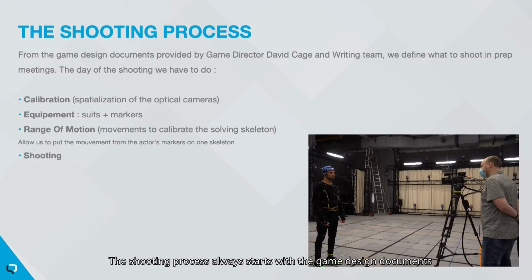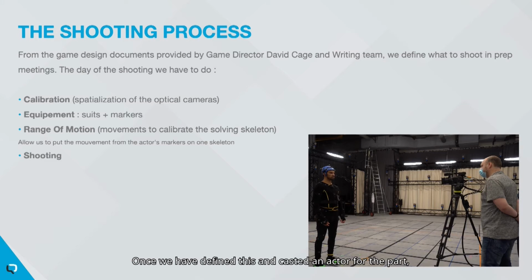The shooting process always starts with the game design documents provided by the game director and his writing team. It defines every kind of move a character will ever do in a given project, in every scene it will appear. From this narrative document, I, as a director, can then imagine the body language we want to give to this character. What's their mood, how do they move, what kind of movement can they achieve, and so on.